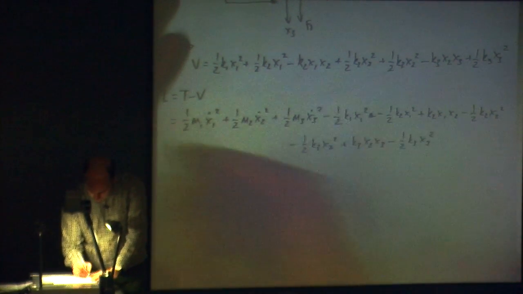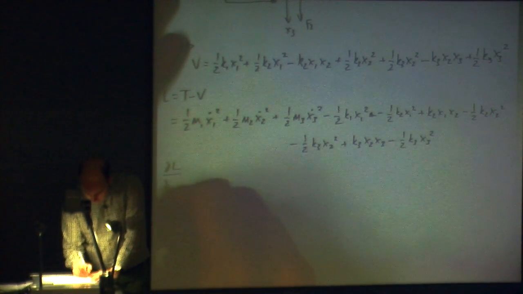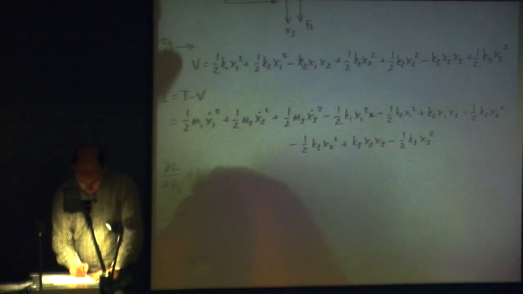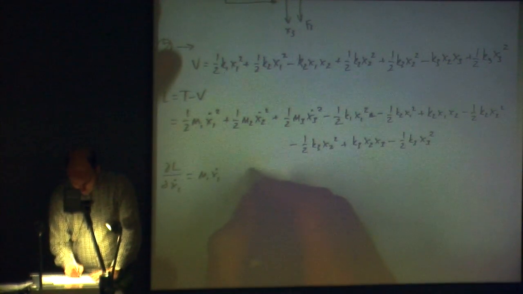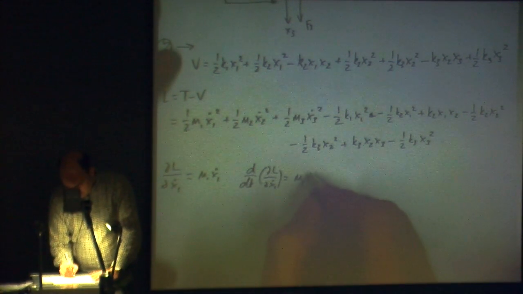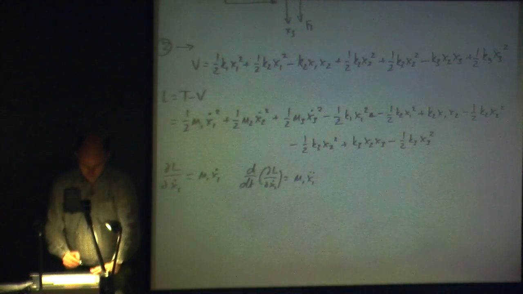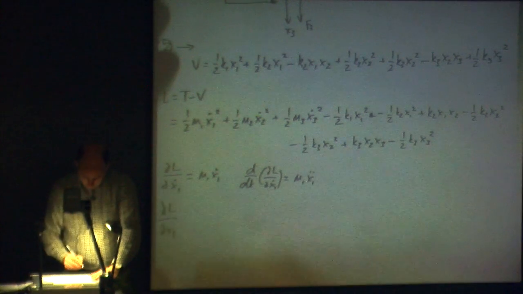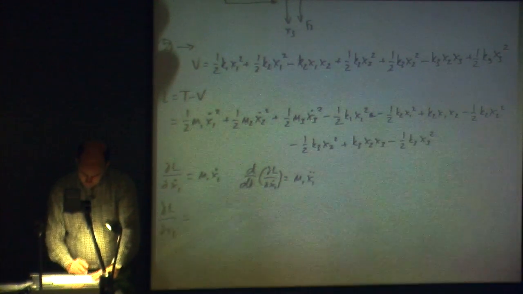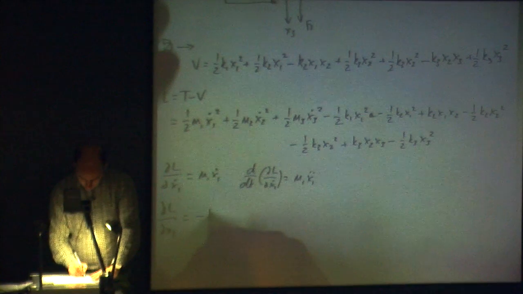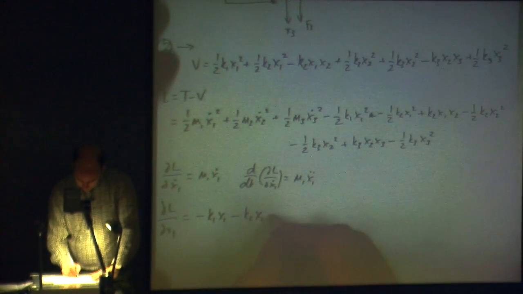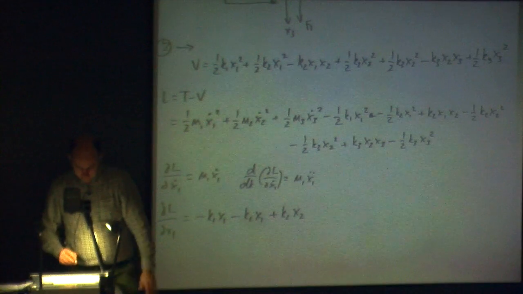So we're dealing with x1 to start with. We have dL over dx1 dot. Well, there's only one term in the whole equation that's got an x1 dot in it. It's this one here. And that becomes m1 x1 dot, and d over dt of that term becomes m1 x1 double dot. This is a bit more complicated because there are a number of terms with x1 in. We've got this one and this one. So we have minus k1 x1 minus k2 x1, and then this one becomes plus k2 x2.